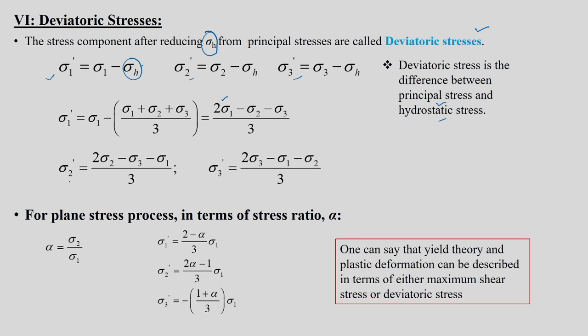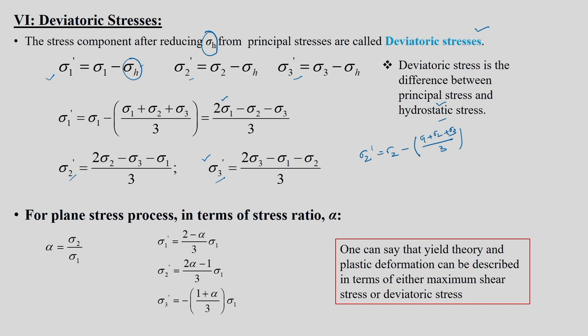Similarly, sigma 2 dash is sigma 2 minus sigma H, which is sigma 1 plus sigma 2 plus sigma 3 divided by 3. If you calculate it, you should get 2 sigma 2 minus sigma 3 minus sigma 1 divided by 3. Similarly, sigma 3 dash can be found out. This can be easily remembered. Sigma 1 dash means start with 1: 2 sigma 1 minus sigma 2 minus sigma 3. Sigma 2 dash means start with 2: 2 sigma 2 minus sigma 3 minus sigma 1. Sigma 3 dash means 2 sigma 3 minus sigma 1 minus sigma 2.